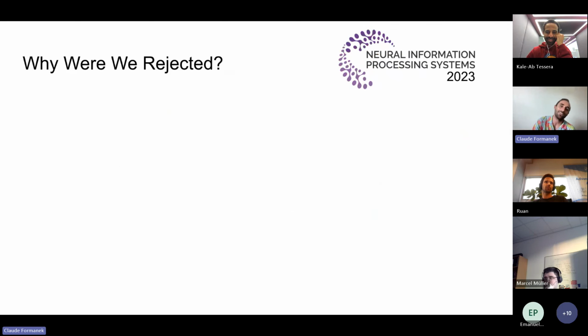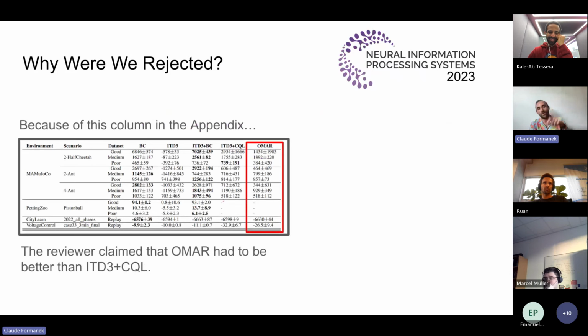And why did it get rejected? Ultimately, it came down to this one column in the appendix of our paper, in which the MARL algorithm from the literature that we tried to re-implement did badly. And the reviewer was insistent that it ought to beat the TD3 plus CQL one, despite MARL, in the original paper, only being tested on two half cheetah in any case, and their own data set, not our data set. There were just so many sources of why this totally could have been valid, but the reviewer didn't want to budge.